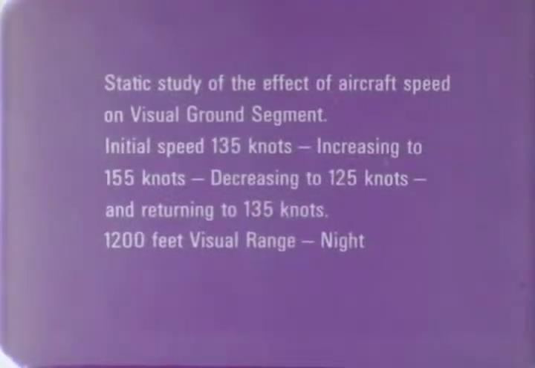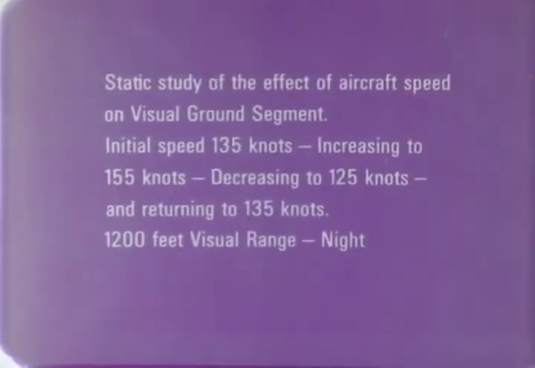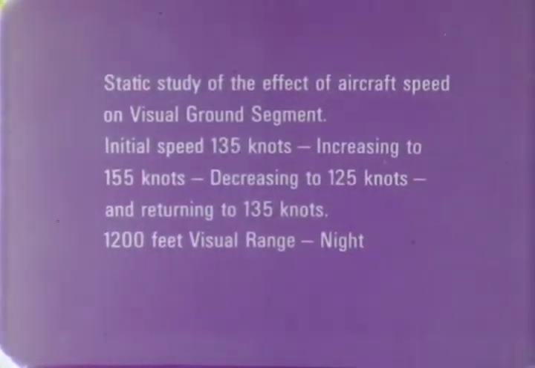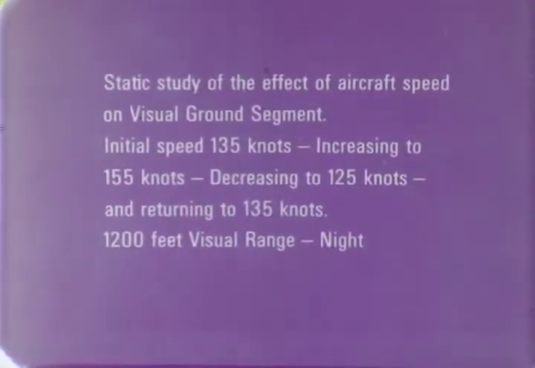A static study of the effect of aircraft speed on visual ground segment. Initial speed, 135 knots, or V-thresh plus 5, increasing to 155 knots, V-thresh plus 25, and decreasing to 125 knots, or V-thresh minus 5, and returning to 135 knots, 1,200 feet visual range, night. Since body angle does not vary with gross weight, this would be the normal apparent cutoff angle at V-thresh plus 5.